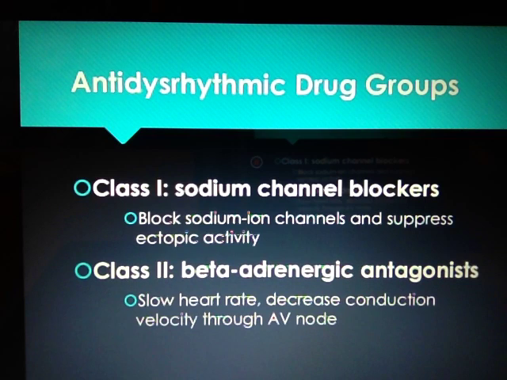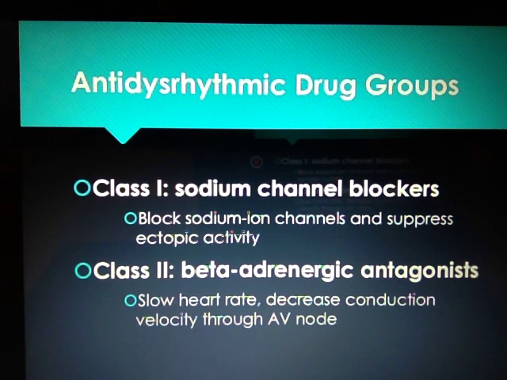Class 1 drugs block sodium ion channels and suppress ectopic activity. Ectopic activity means that there's electrical activity coming from another area in the heart. It could be coming from an area of the atria or an area of the ventricle, and it's not coming from the SA node. This can cause dysrhythmias, maybe a really high, fast heart rate or a really low heart rate, and we don't want that to happen.